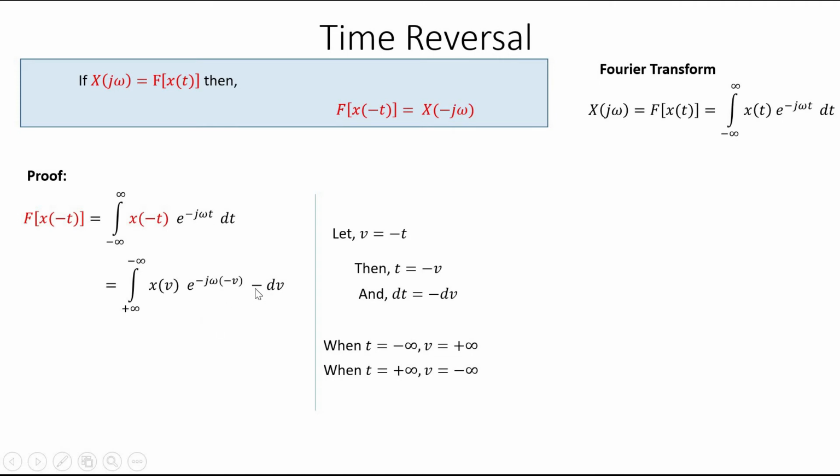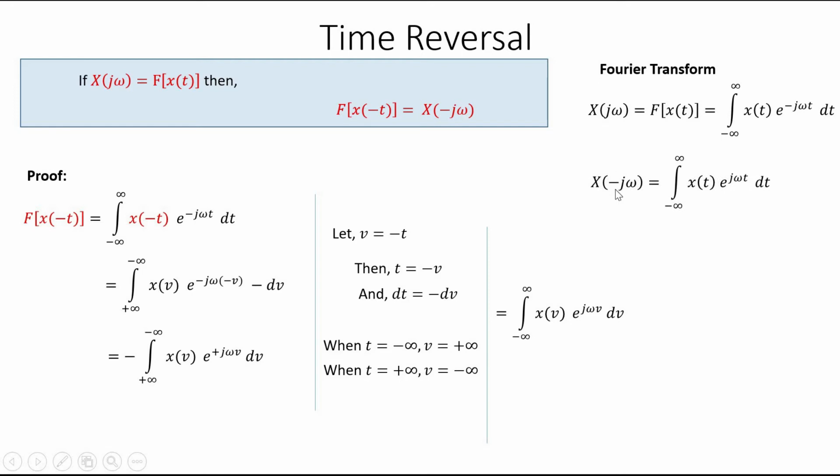So we can take the minus outside, so it becomes minus the integral from plus infinity to minus infinity of x of v e raised to minus j omega into minus v. So it becomes e raised to j omega v. Again this is minus the integral from plus infinity to minus infinity, which is plus the integral from minus infinity to infinity of x of v e raised to j omega v dv. So this is actually x of minus j omega.